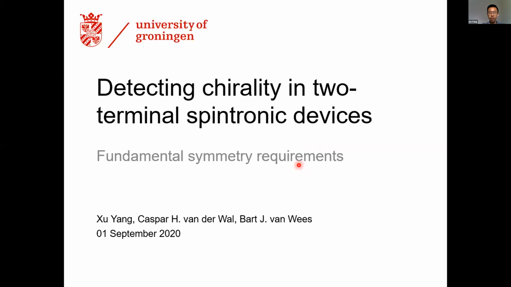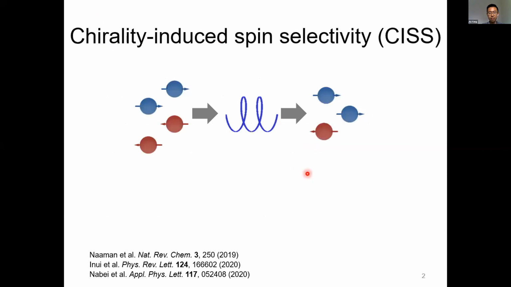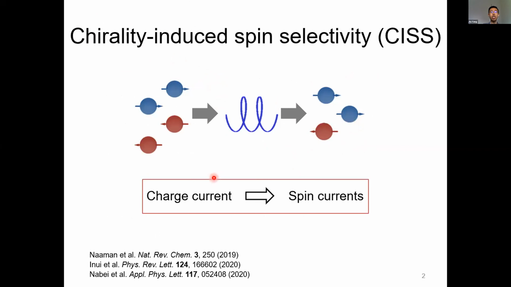Let me see, how do I go to the next? Okay. So I guess I don't have to introduce the CIS effect again. I show here only a very phenomenological description of this effect. Essentially, it describes that when we send a bunch of spin unpolarized electrons through a chiral molecule, what we get out of it is a net spin polarized flow of electrons. To put this in spintronics terms, what we have here is a charge current being converted by a chiral molecule into spin currents. So essentially, this is a type of spin charge conversion mechanism.